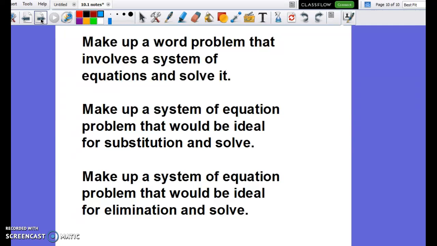Then I want you to make up a problem that would be good for substitution and solve it, and make up a problem that would be best for elimination and then solve it. And that's all you have to do. That's your homework, okay? So that's a good exercise to do.